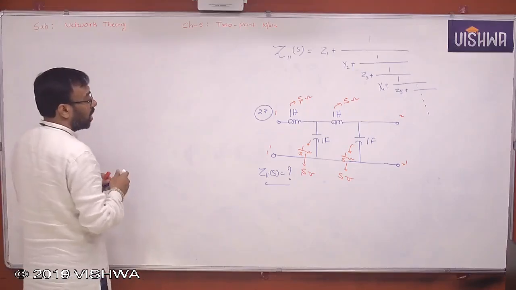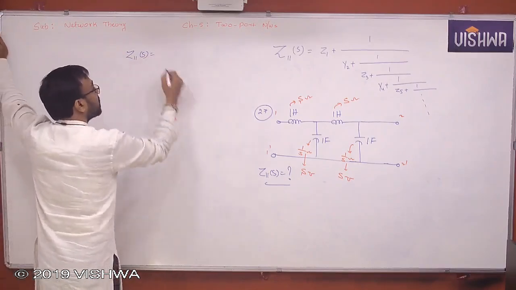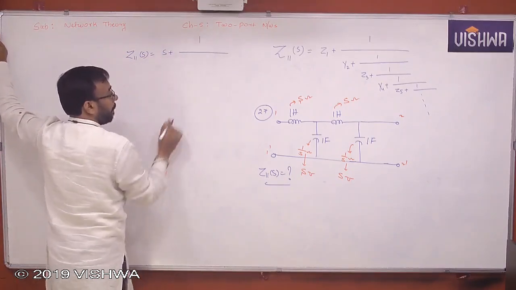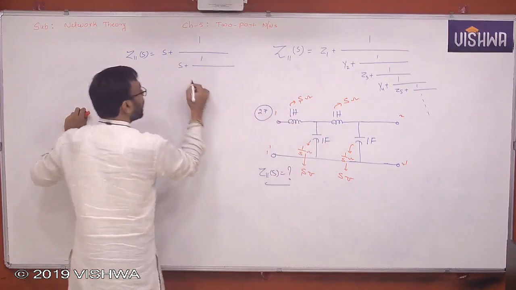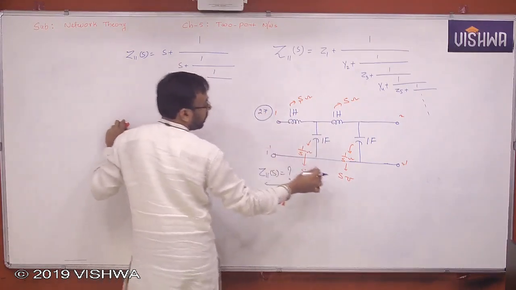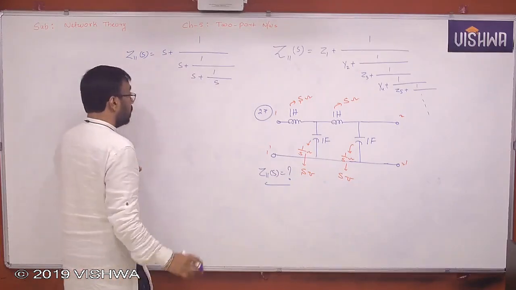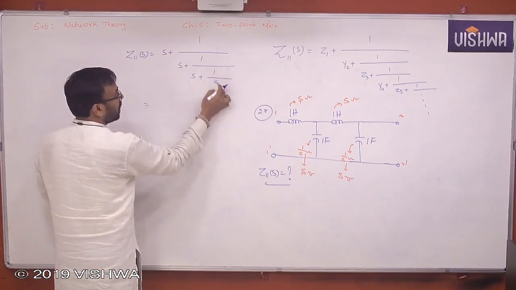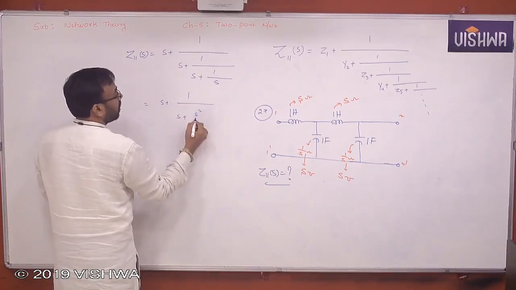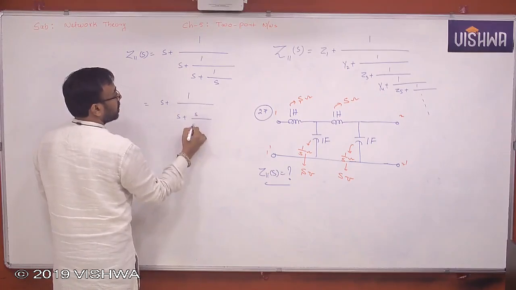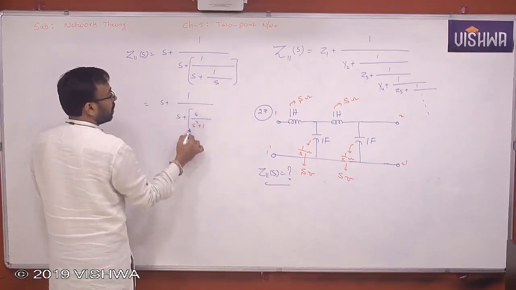So now you want to find Z11 of S. So what is Z11 of S? First S plus 1 by. Next one is S plus 1 by. Next one is S plus 1 by. Next one is S. That's it. There ends the matter. Now if you simplify, this is S square plus 1, but this S goes here. So S plus 1 by S plus S square, sorry, S by S square plus 1. So this part I have simplified.